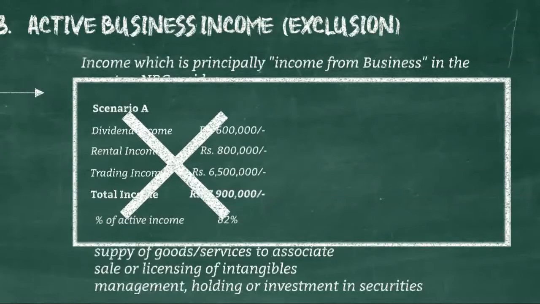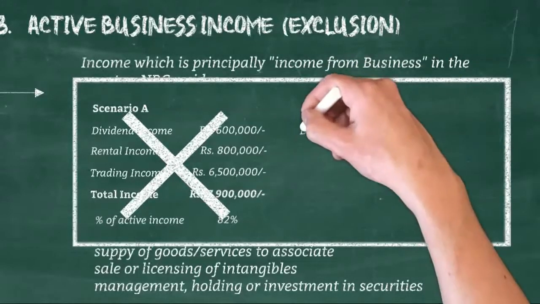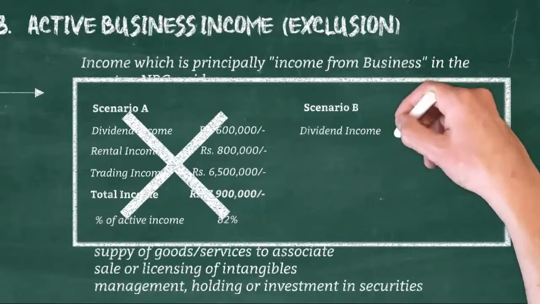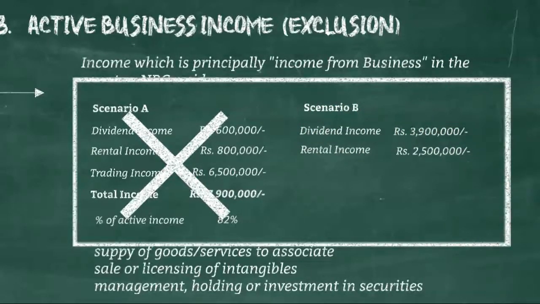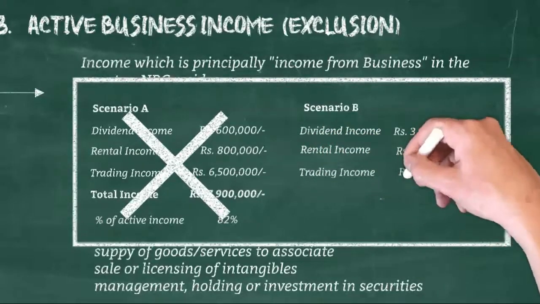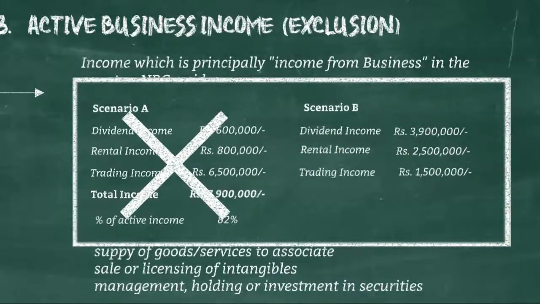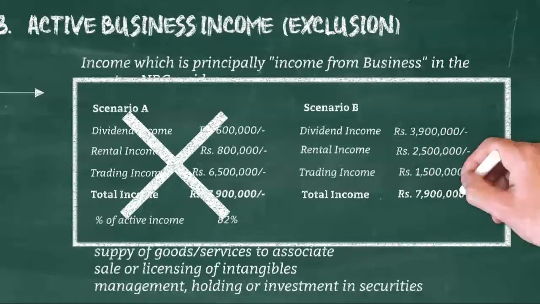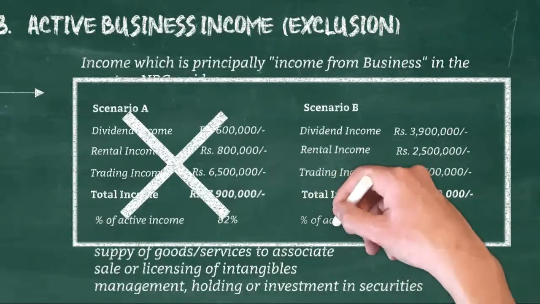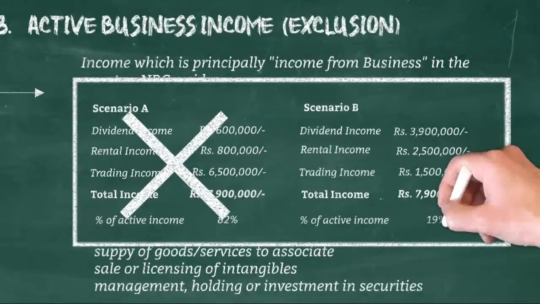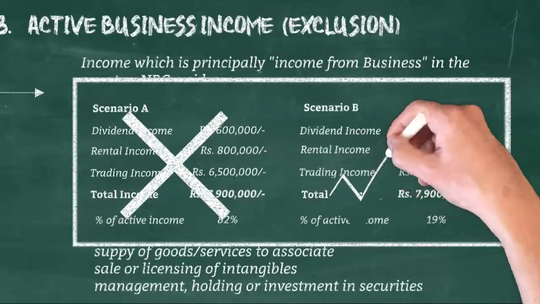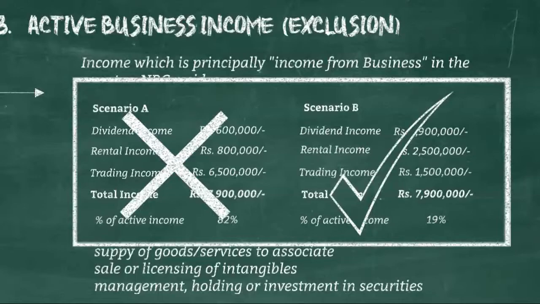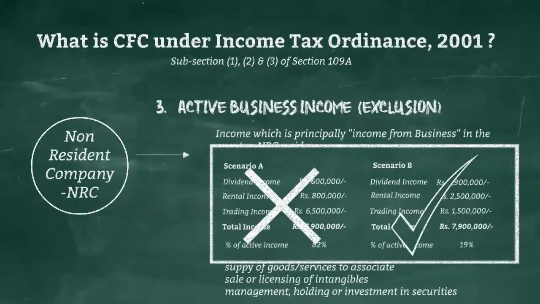In contrast, in scenario B, a non-resident company earns dividend income amounting to rupees 3.9 million, rental income amounting to 2.4 million, and trading income of rupees 1.5 million. The total works out the same at rupees 7.9 million. In this case, the active business income is 19%, which means 81% of the income of the non-resident company is passive income. So the non-resident company shall fall under the CFC regime and shall be taxable accordingly.